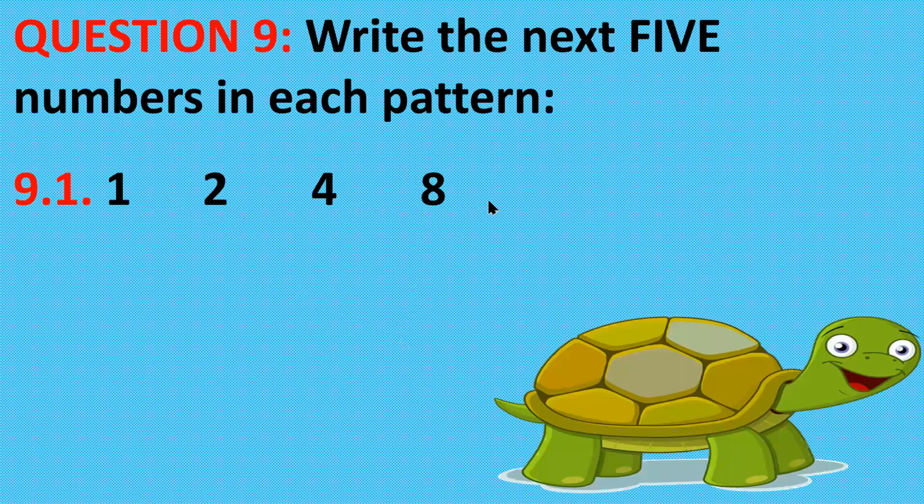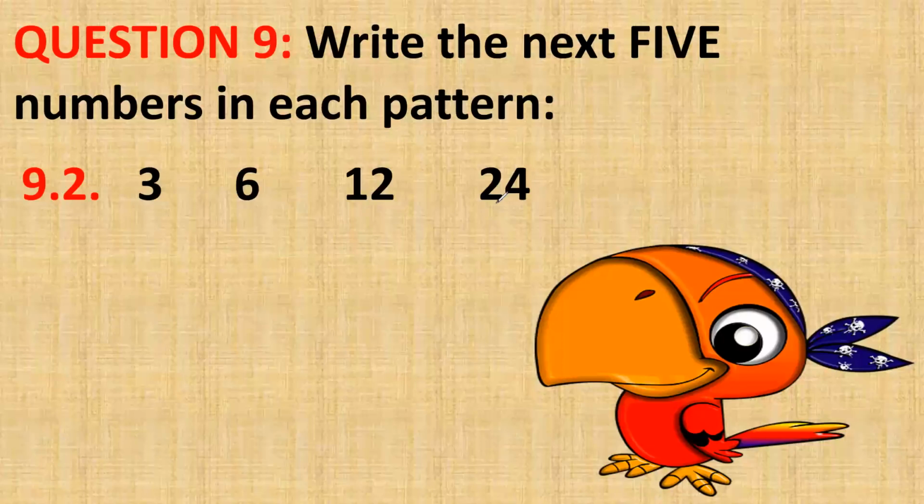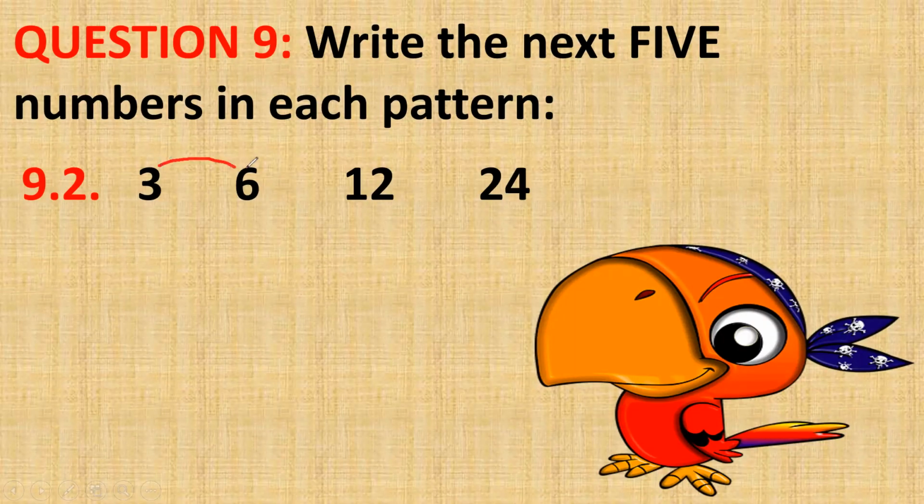3, 6, 12, 24. Okay, let's see what's going on now. Another double. Can you say that? Let's check. 3 times 2. Sometimes it's double and add something, but now just double also. It's another easy question. Times 2. 3 times 2, 6. 6 times 2, 12. 12 times 2, 24.